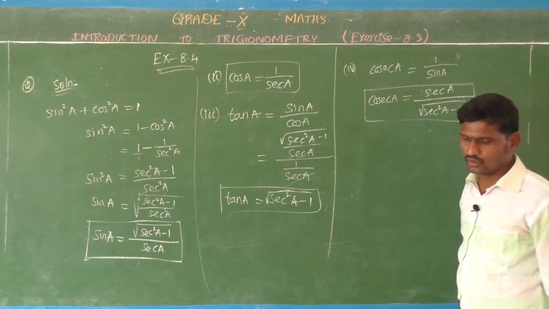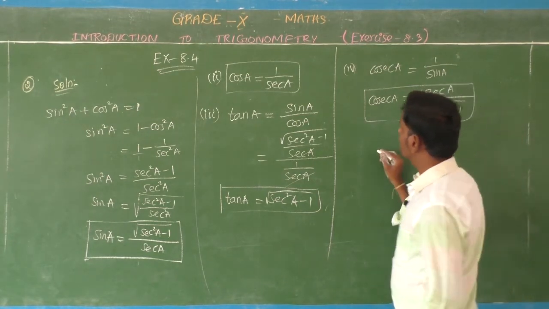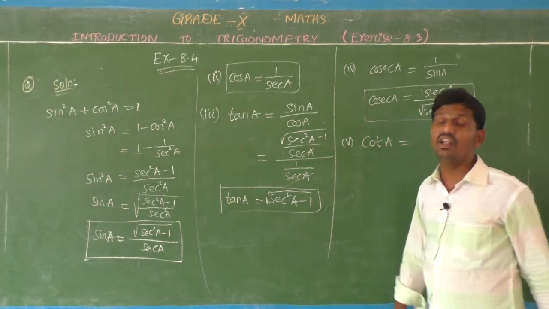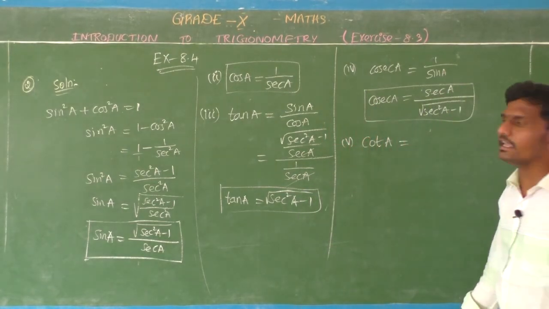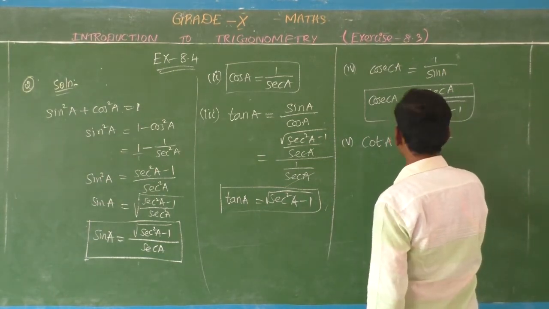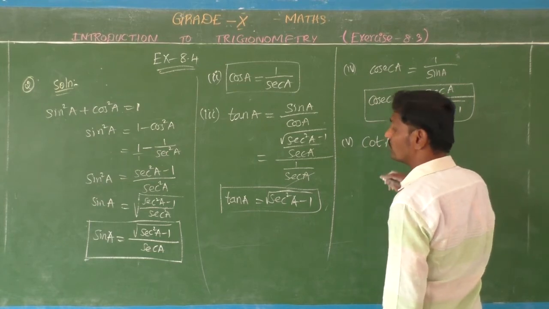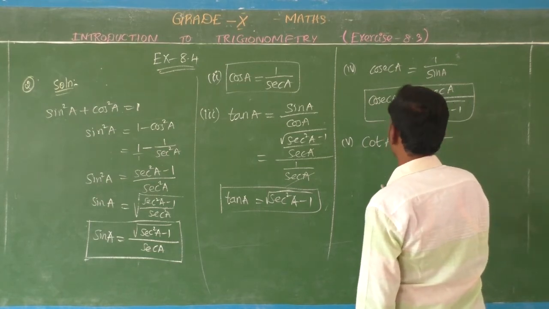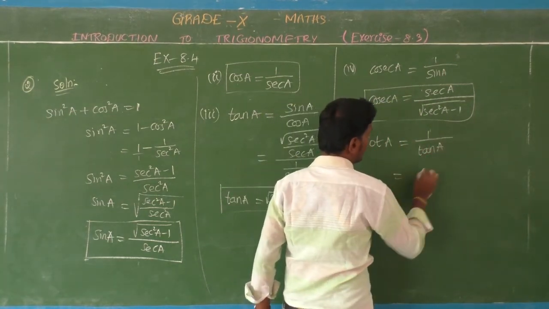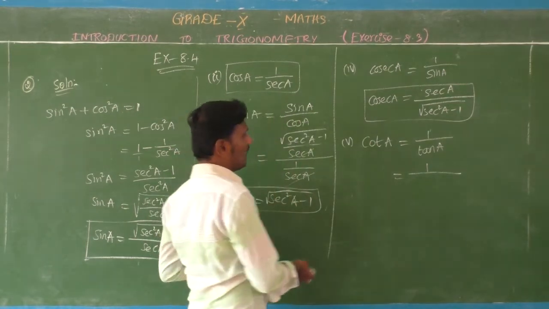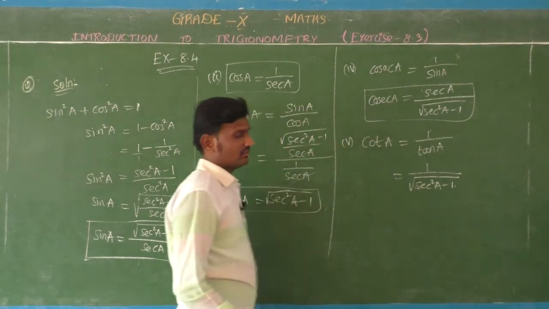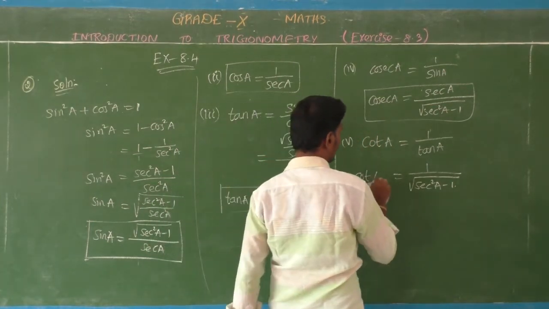Okay, we got it. Then finally the last one I am going to give you, cot A. Cot A is also very simple. Cot A is the reciprocal of tan A. Tan A, you know, is the square root of secant square A minus 1. So here cot A is equal to 1 by tan A, that is 1 by square root of secant square A minus 1. So this is the value of cot A.